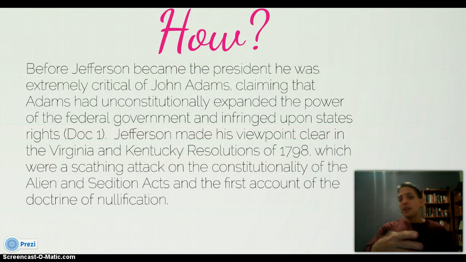What I also did after this, which I think is important, is that I backed it up with outside information. So I said Jefferson made his viewpoint clear in the Virginia and Kentucky Resolutions of 1798, which were a scathing attack on the constitutionality of the Alien and Sedition Acts and the first account of the doctrine of nullification. So I rounded it out with lots of my own information here.